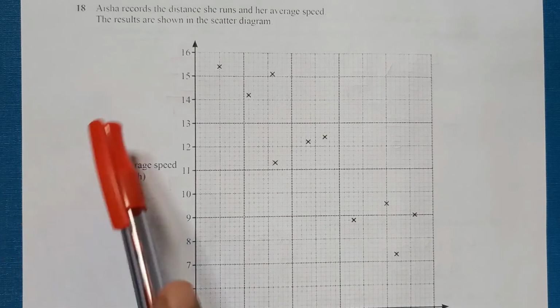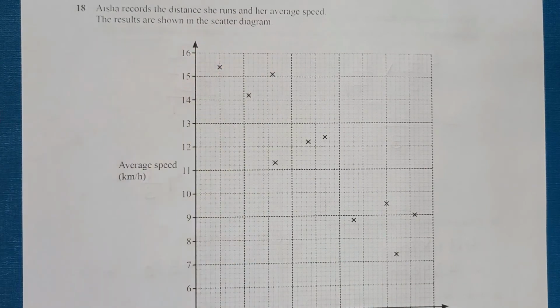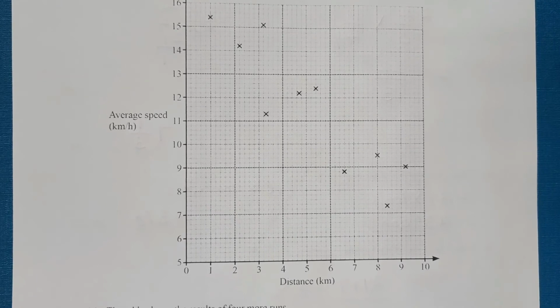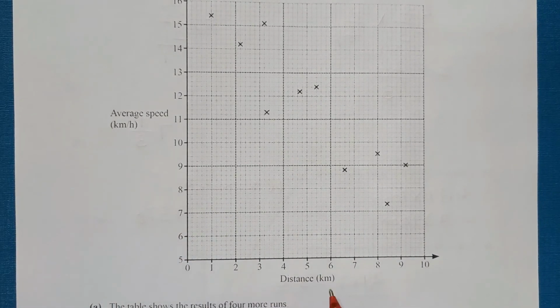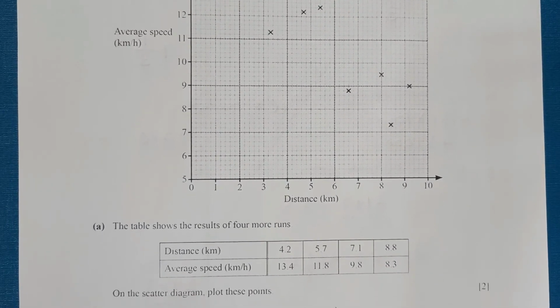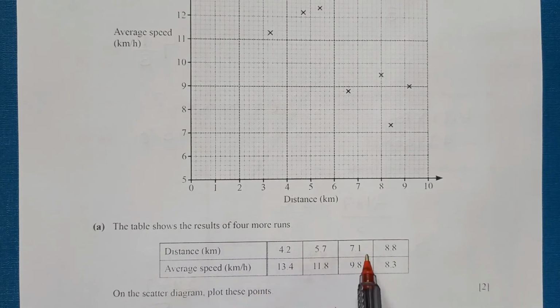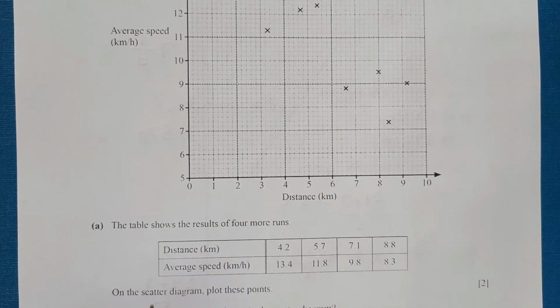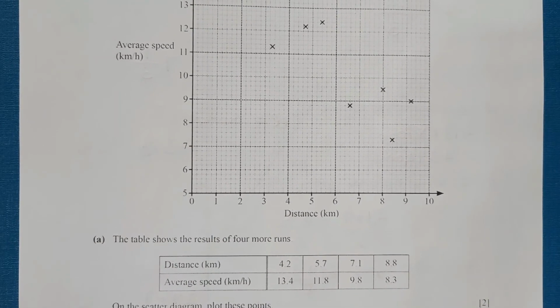Question 18. Aisha records the distance she runs and her average speed. The results are shown in the scatter diagram. So we can see the results here. This is average speed on this side in kilometers per hour and distance in kilometers. The table shows the results of 4 more runs. So the 4 more run results are here. On the scatter diagram, plot these points. So we need to plot these there.